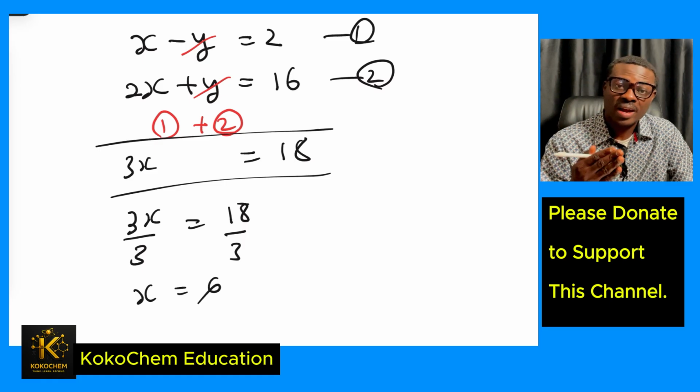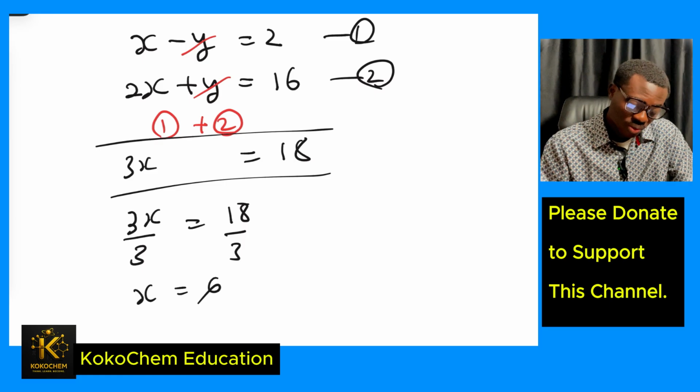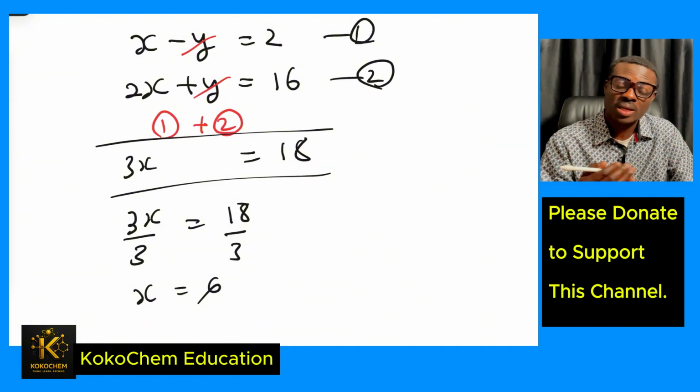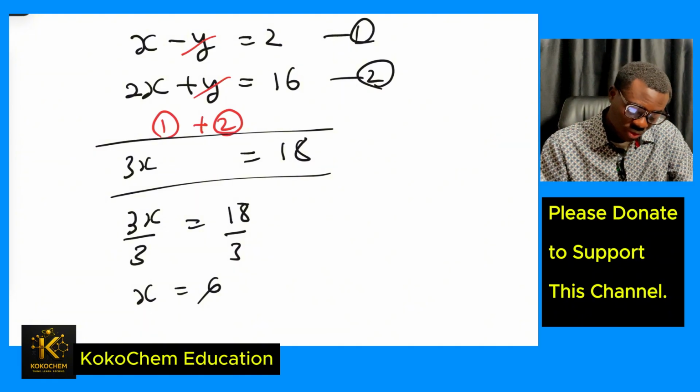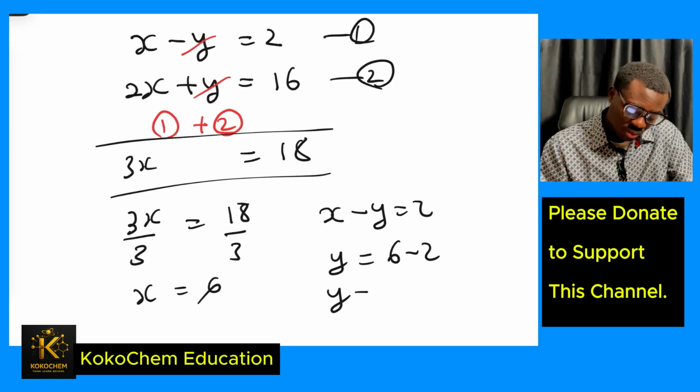Once you get a value for x, you go straight ahead and put x into either of the equations. If you choose equation 1, you have x minus y equal to 2. Y will therefore be 6 minus 2. Y will be equal to 4.